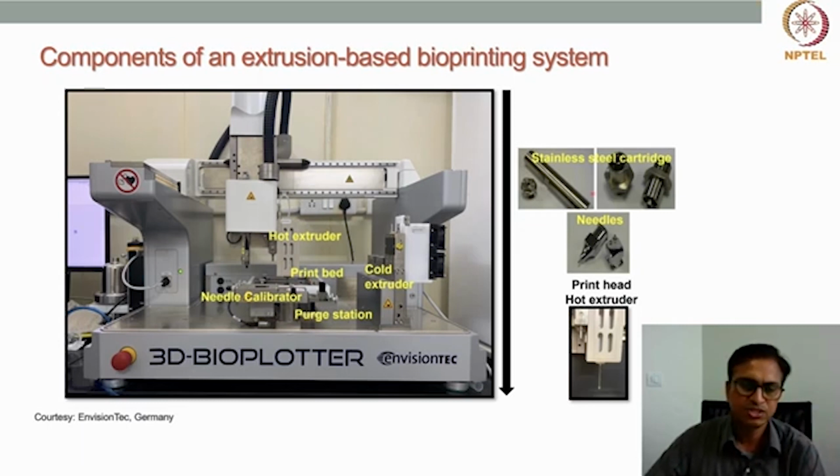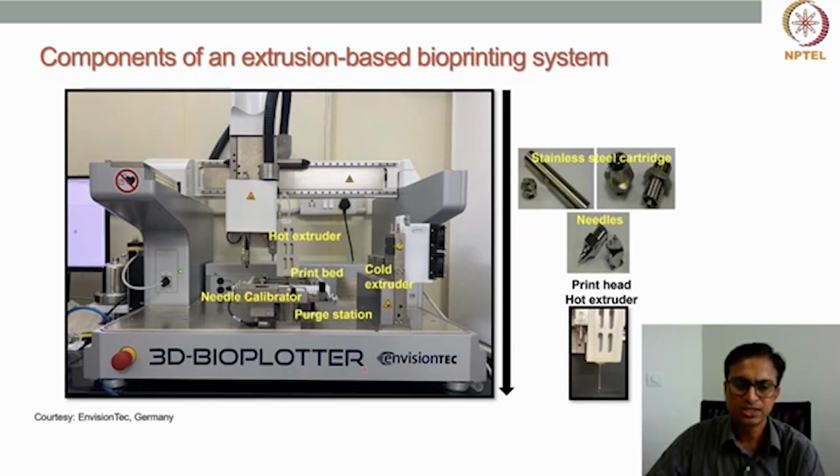It comes with different accessories, like stainless steel cartridges to be attached to this hot extruder. Different types of cartridges are there, and different types of nozzles. Nozzles of different diameters are available, so we can use different types of nozzles. This is how it is connected to the print head. This is the nozzle that comes out, and when we apply pressure, the material comes out through this orifice, right?